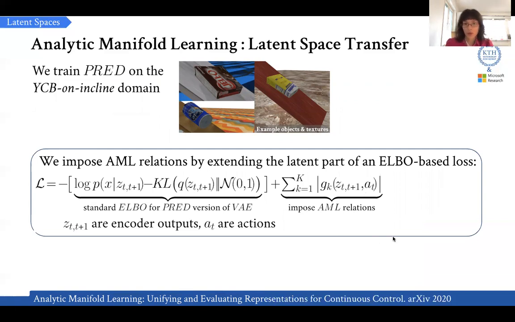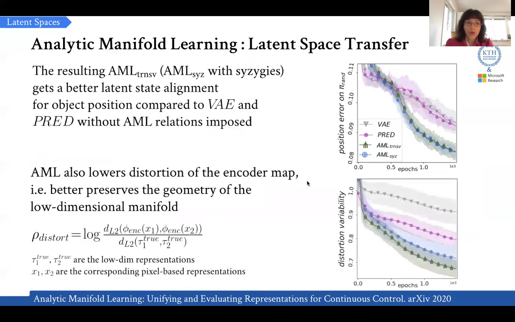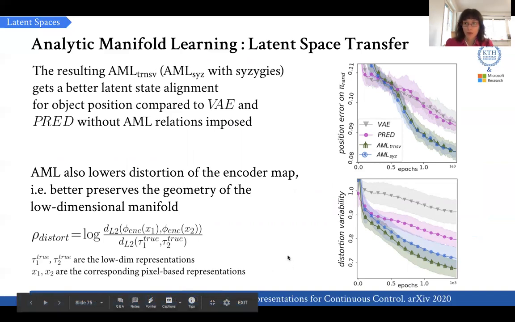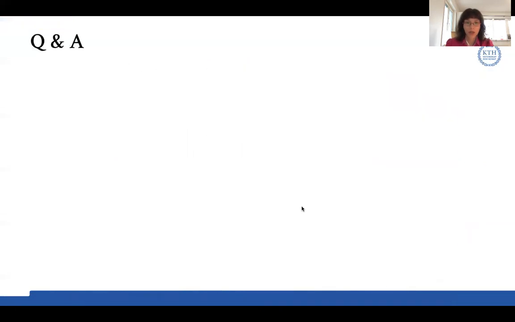And we also have a way of incorporating actions here. The action here is to push the objects to stay in the middle of the incline. With this, we can show that we get a better latent state alignment for the object position, so we can detect the location of the object much quicker. We can also show that imposing these relations helps us lower the distortion of the encoder map, which means that it better preserves the geometry of the low-dimensional manifold. And this is something that people also look for when describing the quality of the embedding, the map that we've learned. Okay, so this concludes that part.